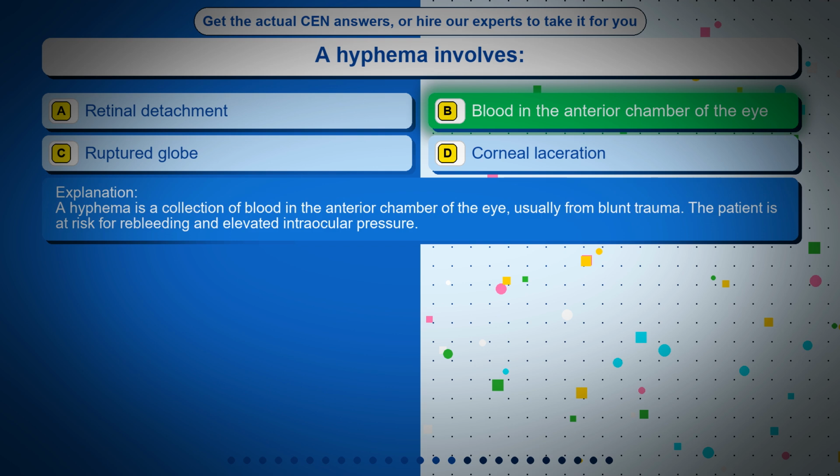A hyphema is a collection of blood in the anterior chamber of the eye, usually from blunt trauma. The patient is at risk for rebleeding and elevated intraocular pressure.